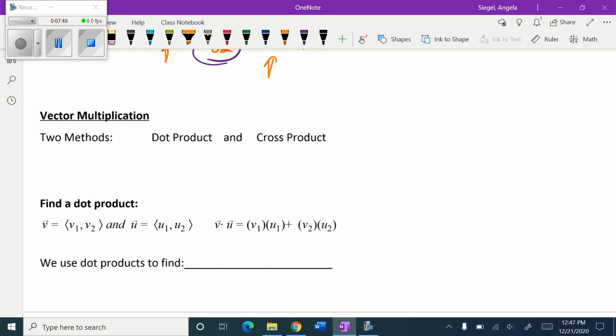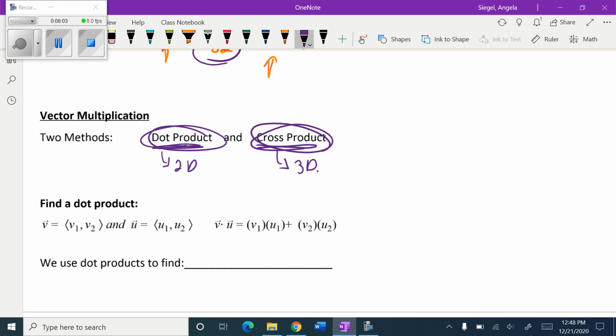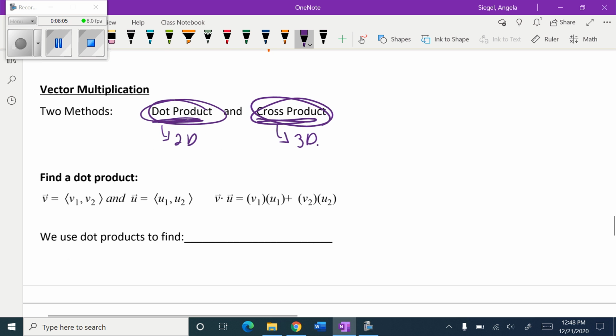Okay, now we're going to go on to vector multiplication. So we have two types. We have dot product, which focuses on 2D, and cross product, you can do 2D or 3D. So we're not going to get to this today. We're going to focus on the dot product. And so the dot product is really simple.